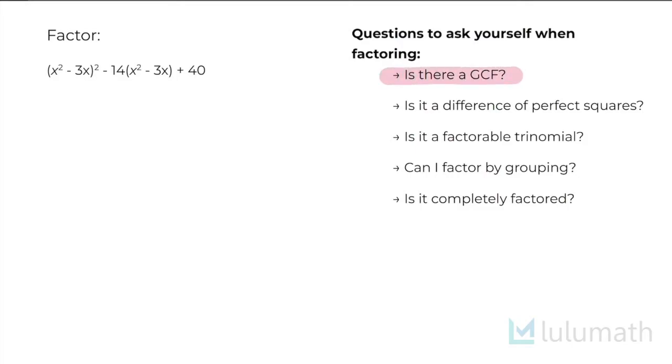And there is no GCF in common with this (x squared minus 3x) quantity squared minus 14 times the quantity (x squared minus 3x) and plus 40. So our next question is, is it a difference of perfect squares? Well, again, we have 1, 2, 3 terms, so it is not a difference of perfect squares, because we need a binomial to have a difference of perfect squares.